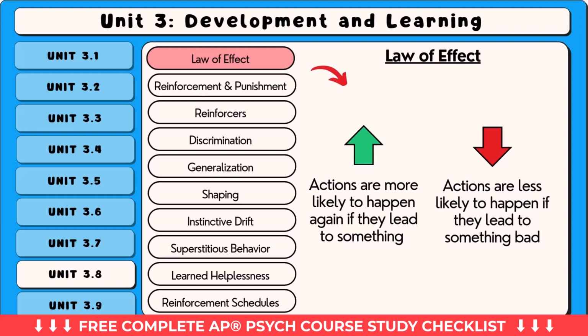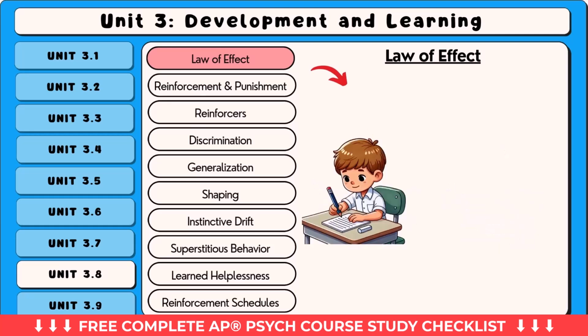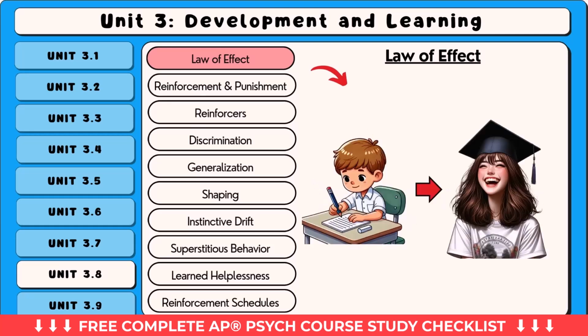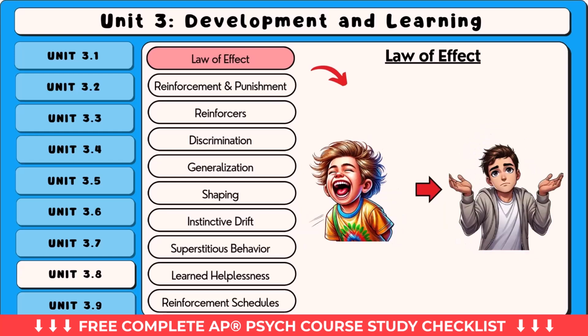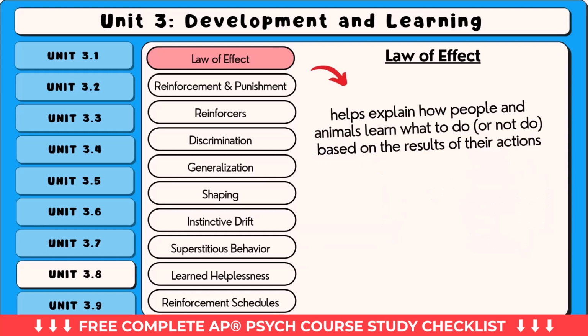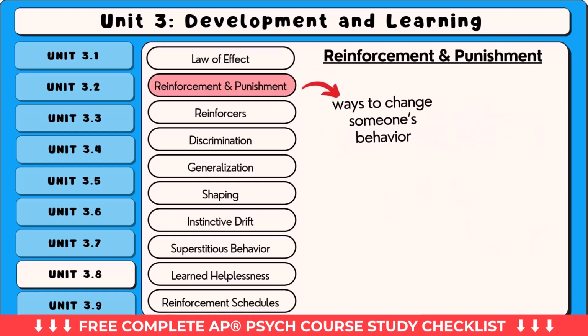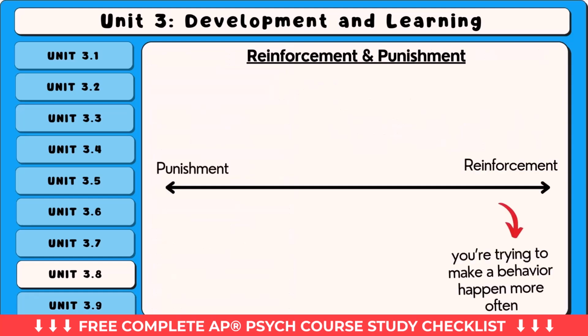Think of it like this. If you study hard for a test and get a good grade, you're more likely to study hard again next time. But if you tell a joke in class and nobody laughs, you might not tell jokes in class anymore. This law helps explain how people and animals learn what to do, or not do, based on the results of their actions.